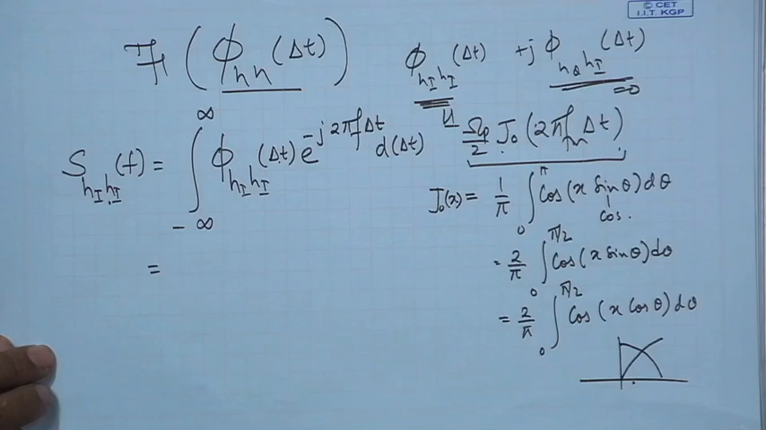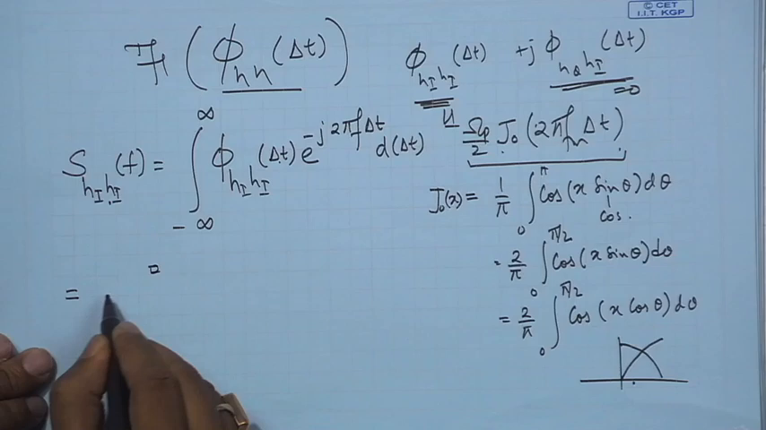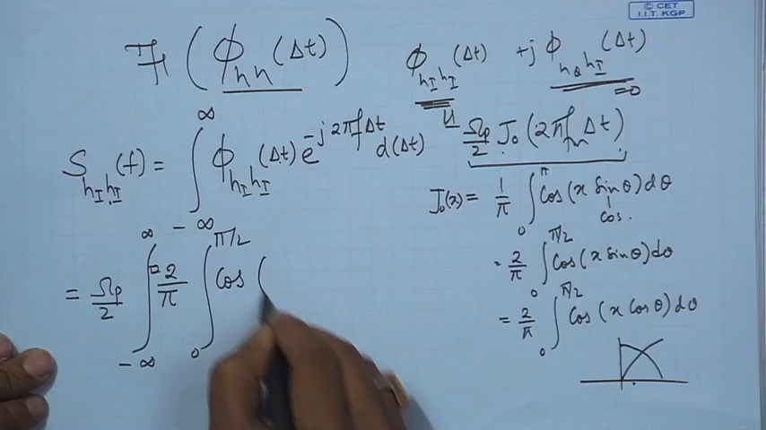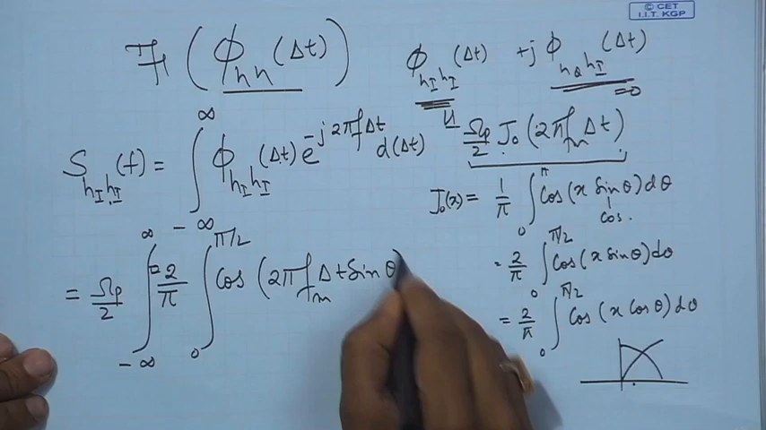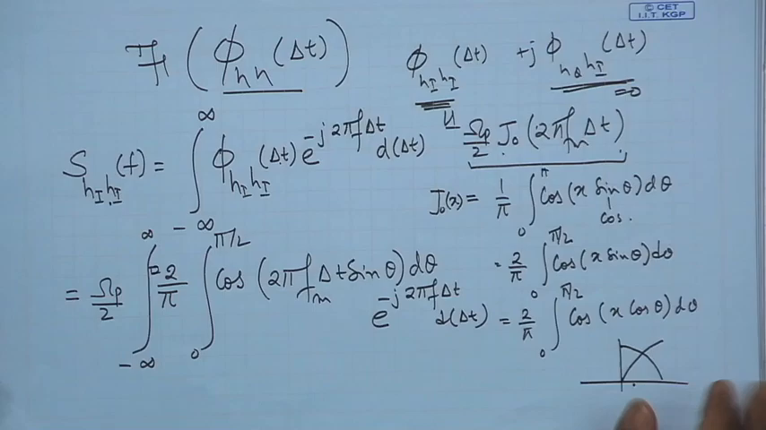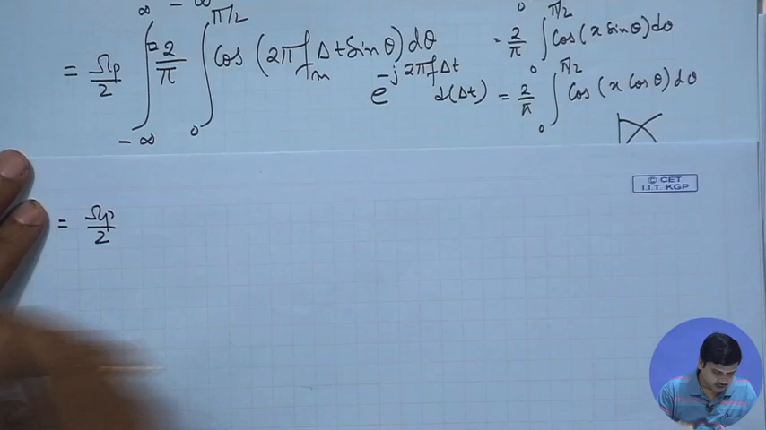So, we would write this expression as omega p by 2, integral from minus infinity to infinity, 2 by pi, integral from 0 to pi by 2 of cos of 2 pi f m delta t sin theta d theta, e to the power of minus j 2 pi f delta t, d of delta t. So, with this expression we have to carry forward. So, this would lead us to omega p by 2. Of course, we have to make certain change of variables.